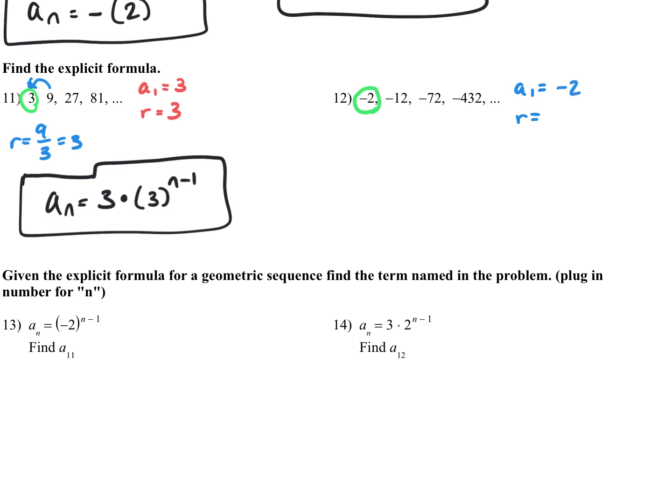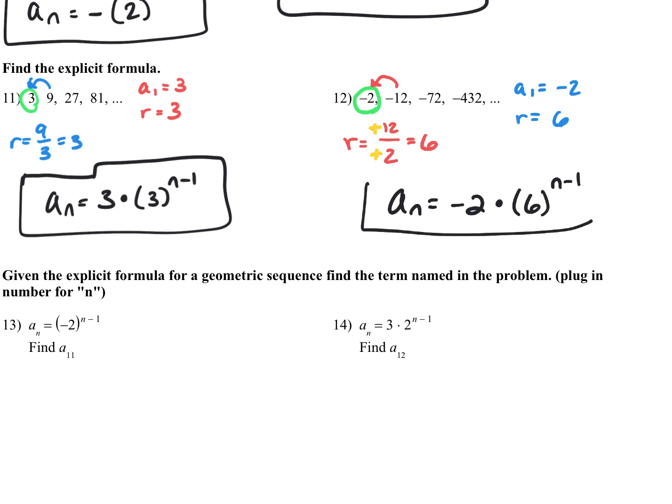negative 2. To find our r value, we just take the second term, divide it by the first. Negative 12 divided by negative 2. Two negatives will make a positive, and 12 divided by 2 is 6. So your common ratio is 6. So a sub n would be negative 2 times 6 to the n minus 1 for your common ratio to the n minus 1.